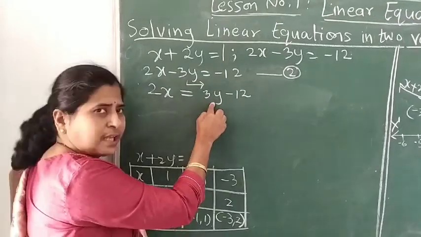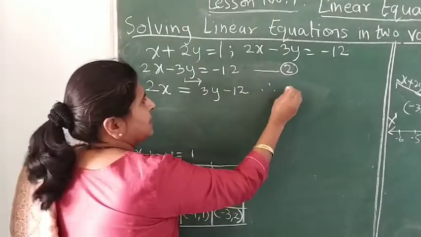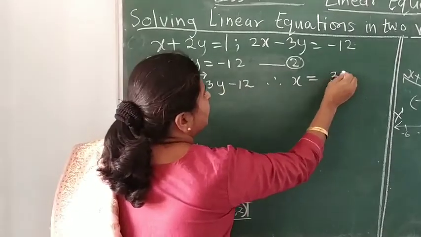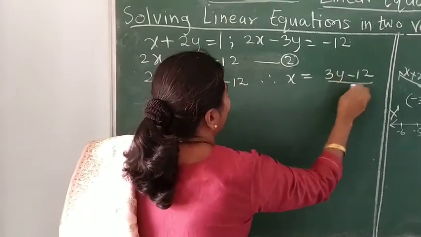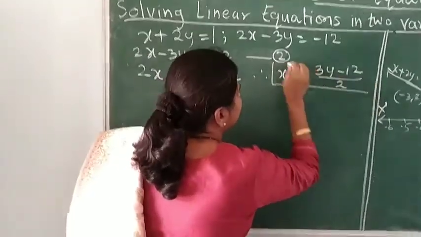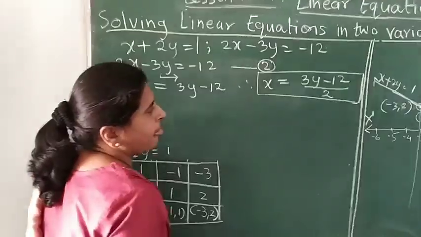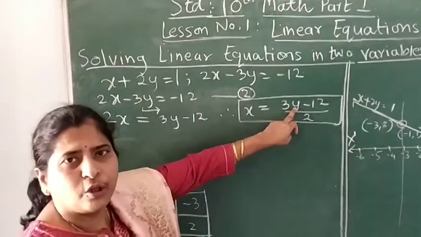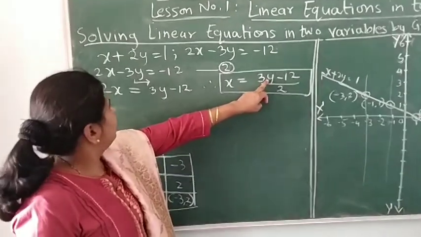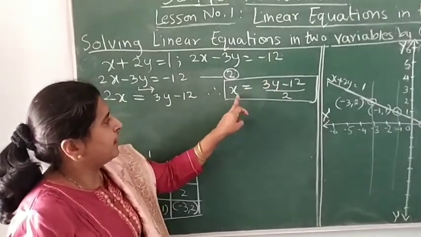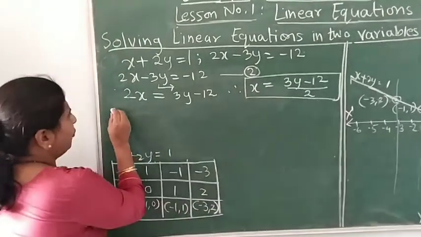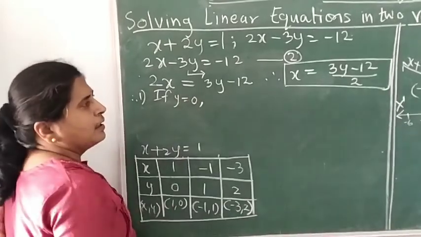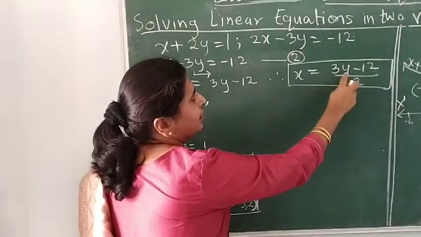If 2x is equal to 3y minus 12, therefore x is going to be, we have to divide both sides by 2, and that's why x is equal to (3y minus 12) upon 2. So in this equation, what we have done is we have converted the variable x into y. So now we will take the value of y as our own and then we'll find the value of x.